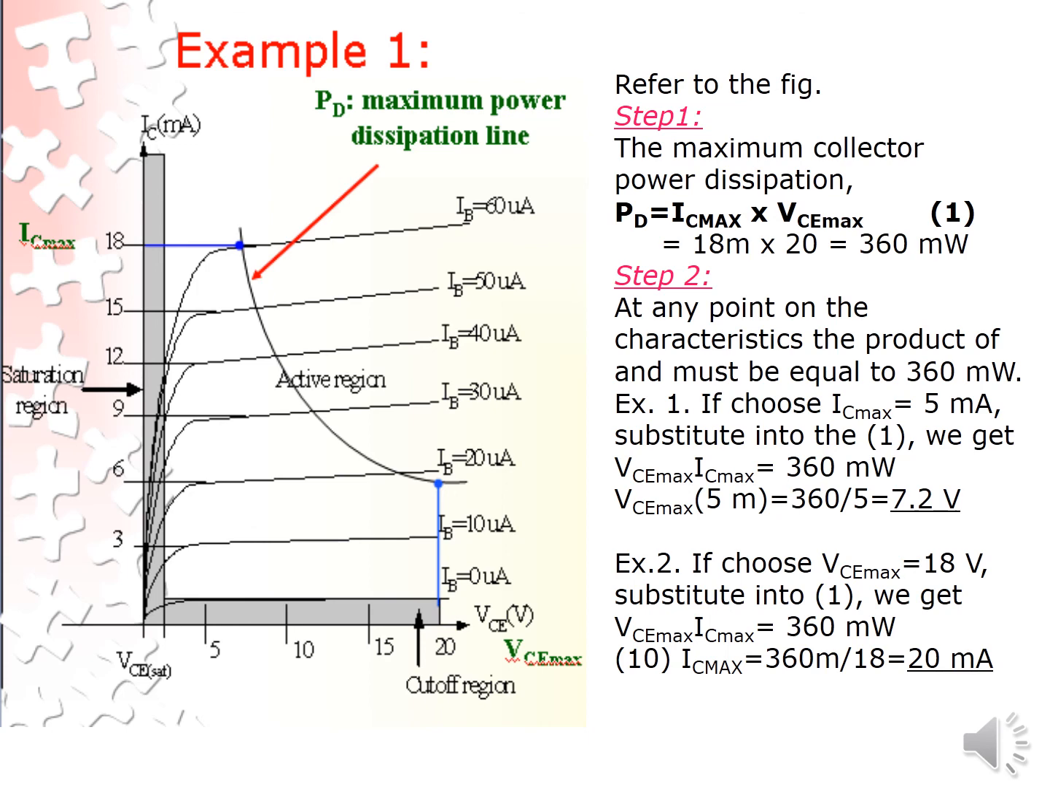So that's an example. Maximum collector power dissipation, PD, is IC max times VCE max. That's 360 milliwatts. At any point on the characteristic, the product of VCE and IC should always be less than or equal to 360 milliwatts. So this will be your maximum power dissipation, which means what we have here will be our operating region.